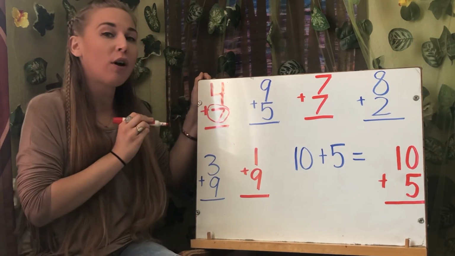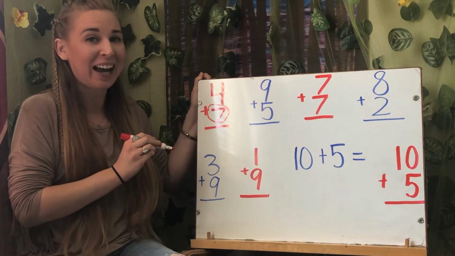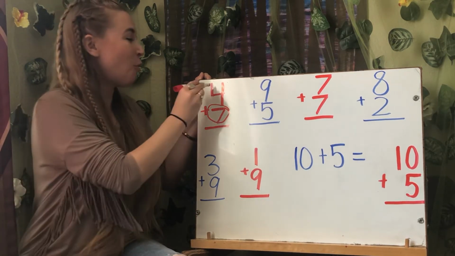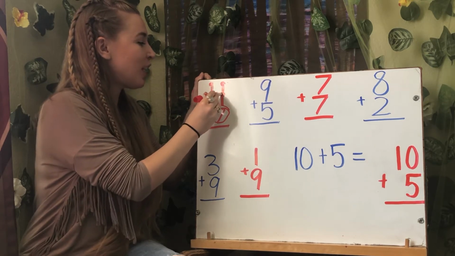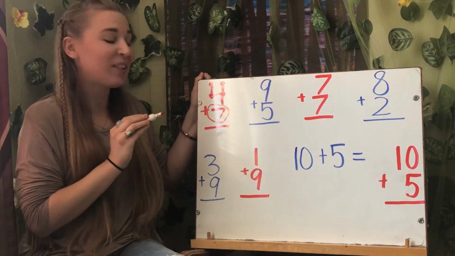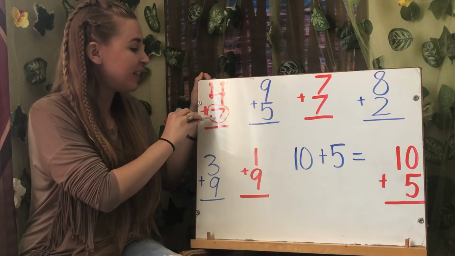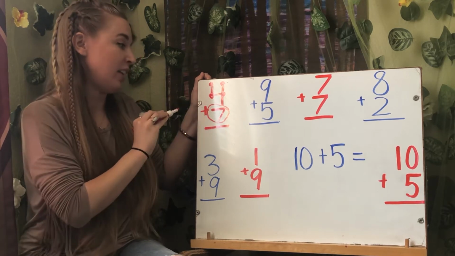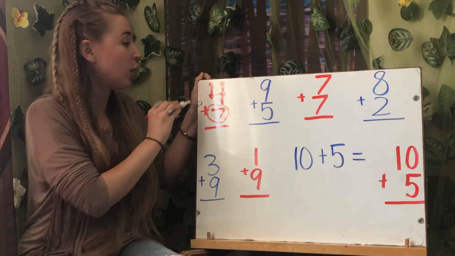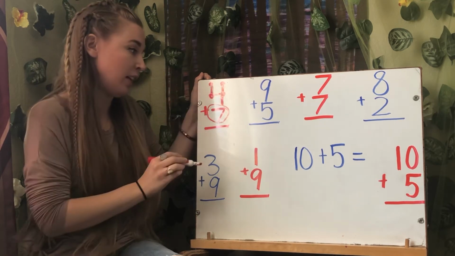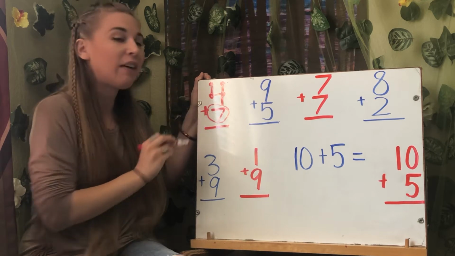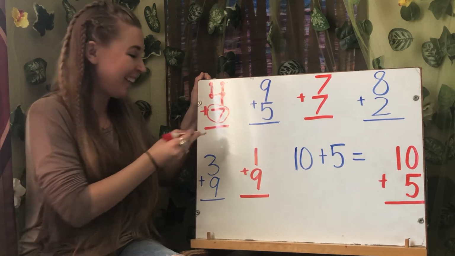So if it's a 4, how many touch points do I need to add? 4. So 1, 2, 3, and 4. The next step is point to the big number and say it. 7. And then we're going to count up from there. 8, 9, 10, 11. So 4 plus 7 equals 11.